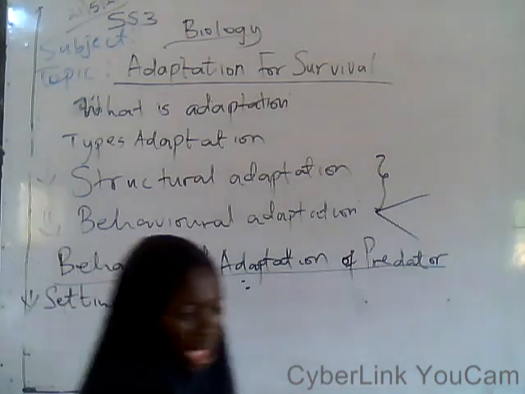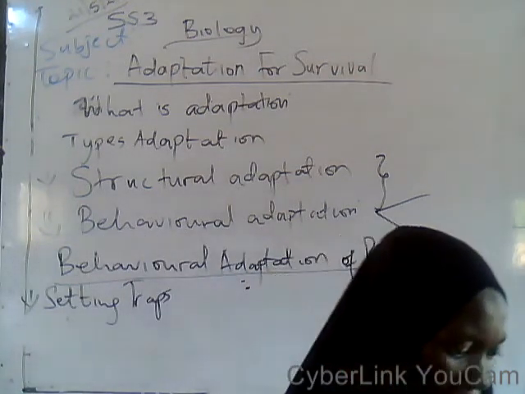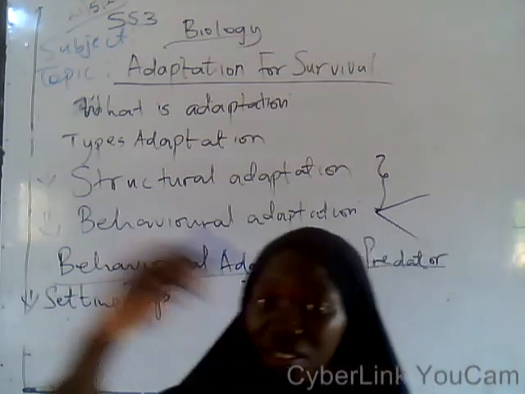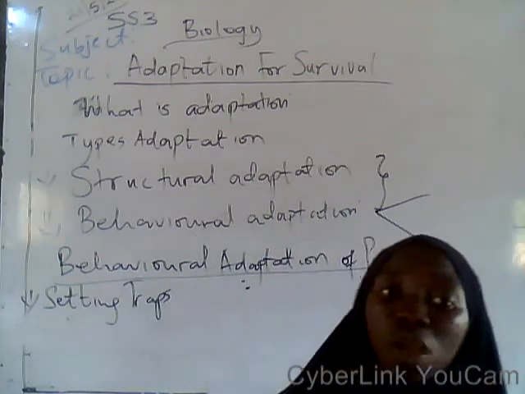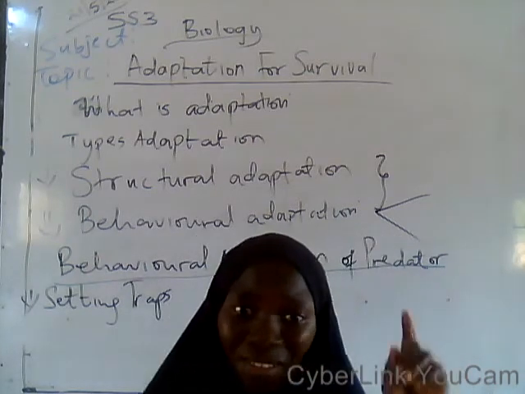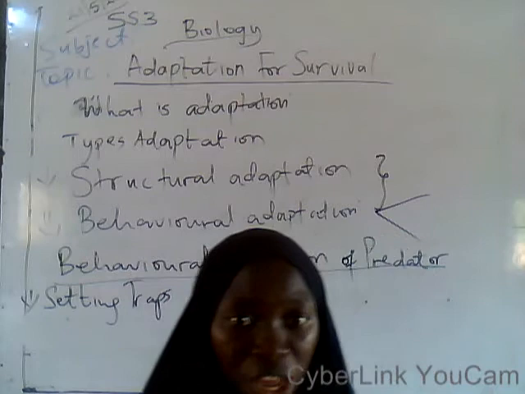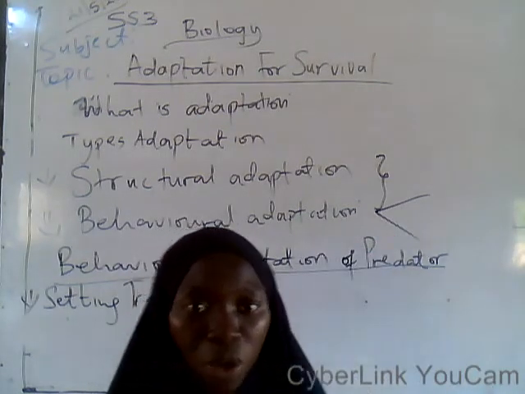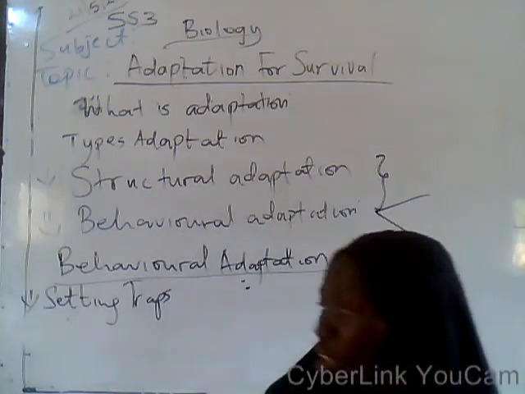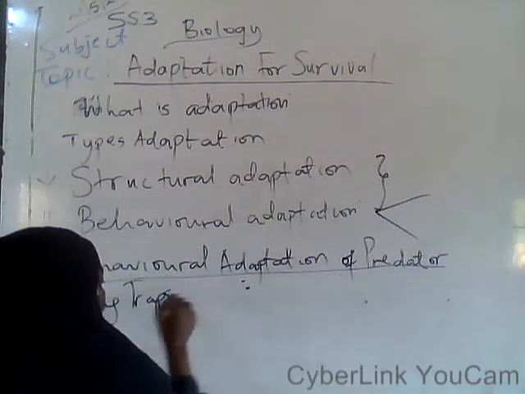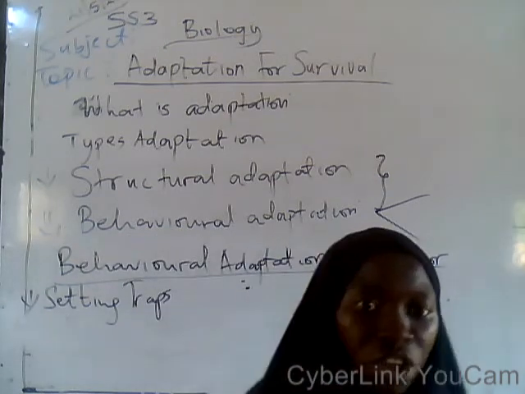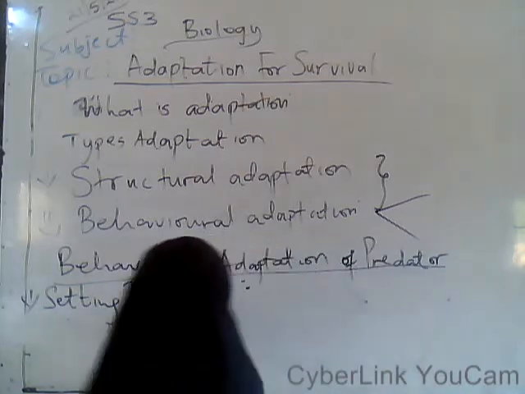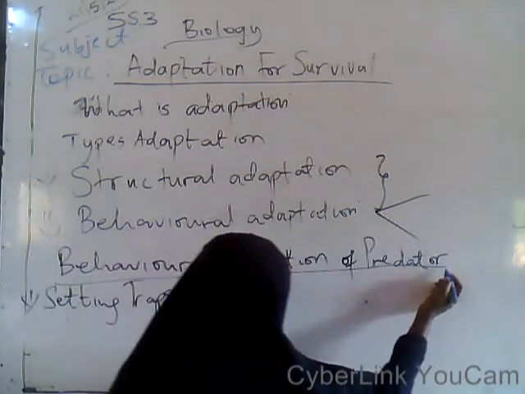We have some animals such as spiders. Yes, a spider spins its web. And what does it use this web for? It uses the web as a trap to trap its prey. By the time the prey falls on it, the prey will not be able to go out, and as such, the spider will feed on the prey. Setting a trap is one behavioral adaptation of predators for their prey.